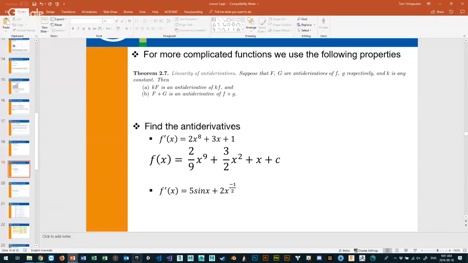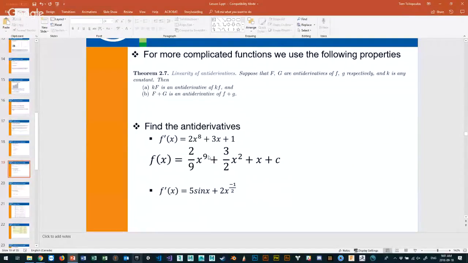right? So what this means is if I have more than one term, I could take the antiderivatives of each term separately and add them all together, just like we did with derivatives, right? So here we have 2x to the 8. Again, we'd add 1 to it, which is 9. And then you get 2 over 9 times x to the 9. That's the first term, right?